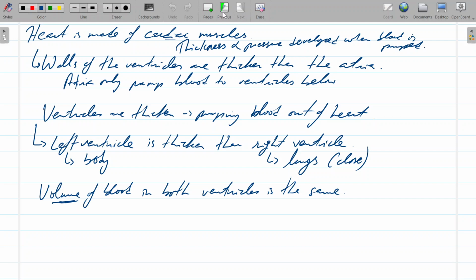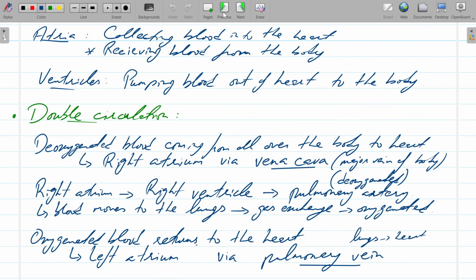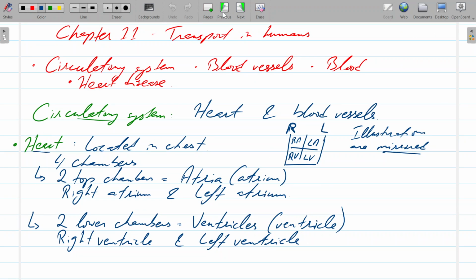So, yesterday's class we talked about transport in humans. We talked about the structure of the heart. It has four chambers, two atria and two ventricles, distributed as the right and left atrium and the right and left ventricle. And to keep in mind that the illustration or image of the heart is always mirrored. So your left is the right side of the heart and your right side is the left side of the heart.